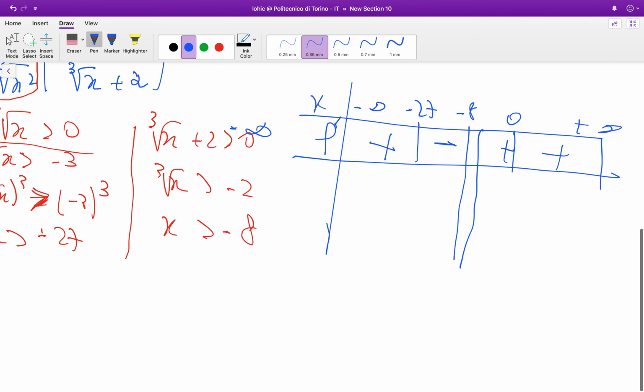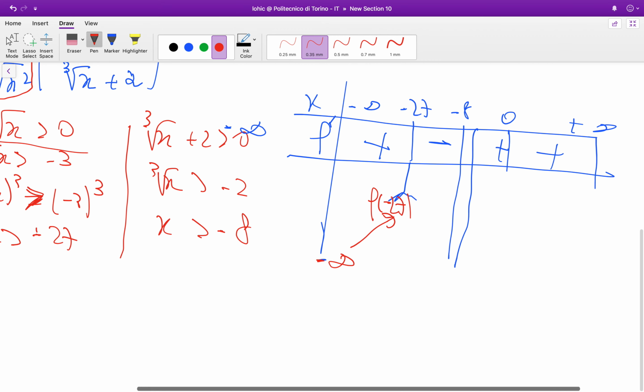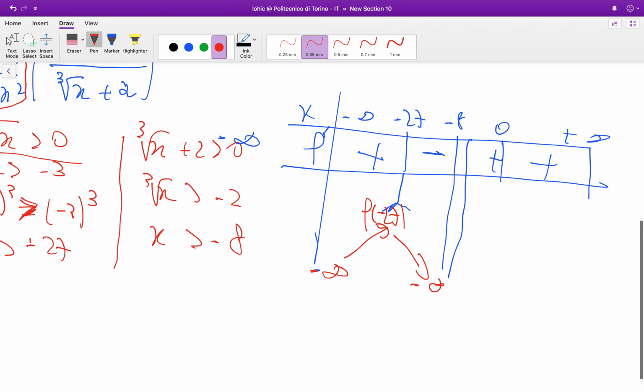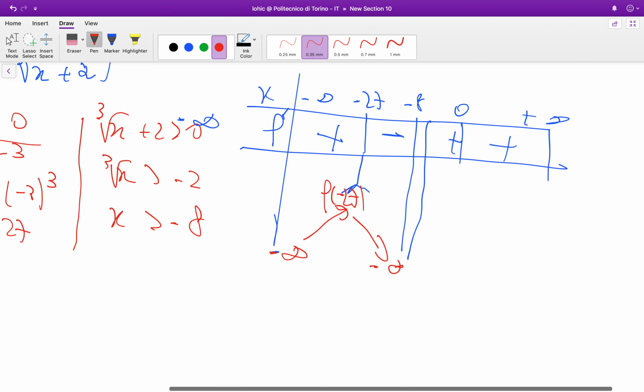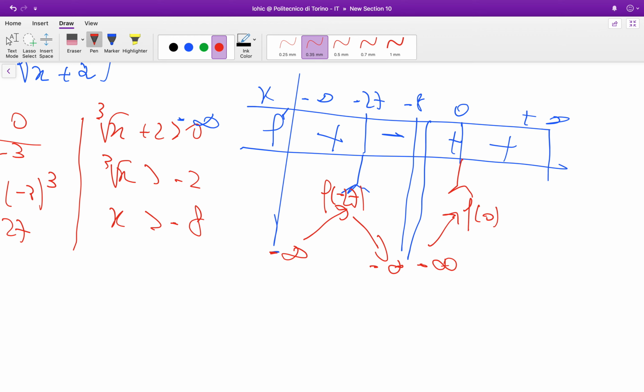So it means that the limit at plus and minus infinity was minus infinity, and from here it increased to f of minus 27. Then from here it decreased to minus infinity, because remember also that the limit at minus 8 was minus infinity, and from that it increased to f of 0. Then from f of 0 it increased to plus infinity.